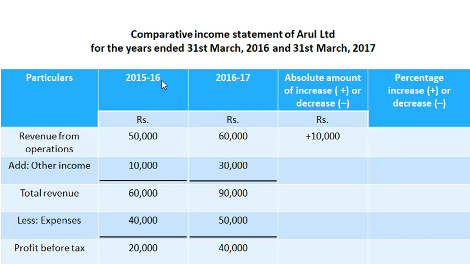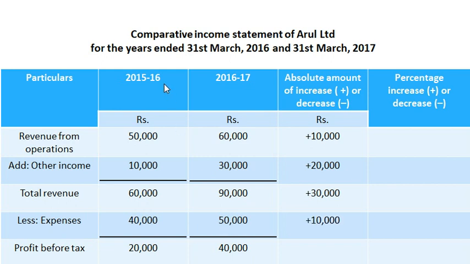Similarly, in 2016, other income is 10,000, but in 2017, other income is 30,000. Compared to the previous year, other income has increased by 20,000. Similarly, in 2016, total revenue is 60,000, but in 2017, total revenue is 90,000. Compared to the previous year, it increases by 30,000. In 2016, expenses is Rs 40,000. In 2017, expenses is Rs 50,000. So compared to the previous year, it increases by 10,000.